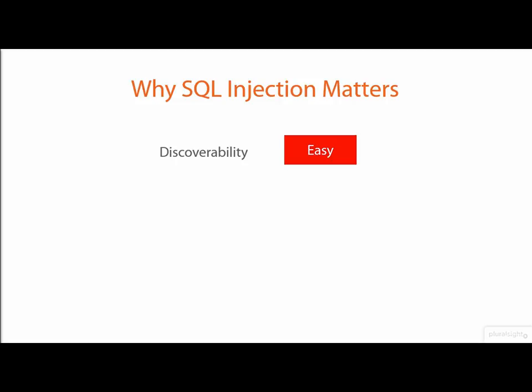You can easily find injection risks very often by just typing a single character in a URL. You can also very easily find SQL injection risks just via a Google search. That's all it takes. Carefully craft a query to look for a typical vulnerable URL, and it doesn't take very long at all to find lots of sites at risk of injection. So discoverability, easy. Prevalence is the next problem, and it is very, very common.